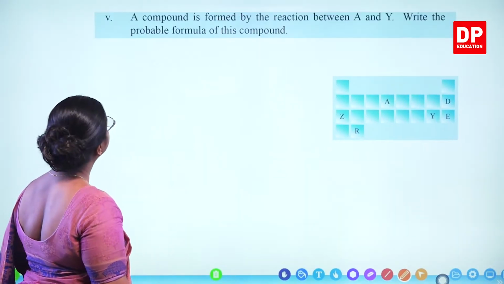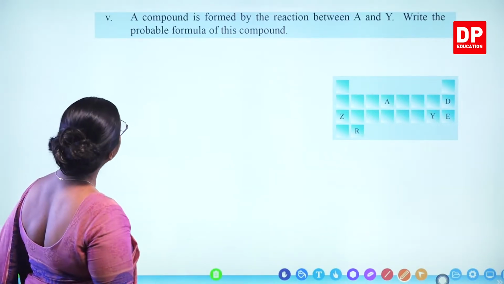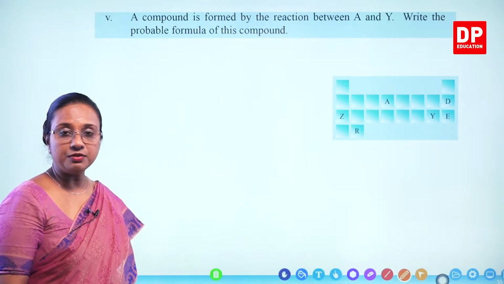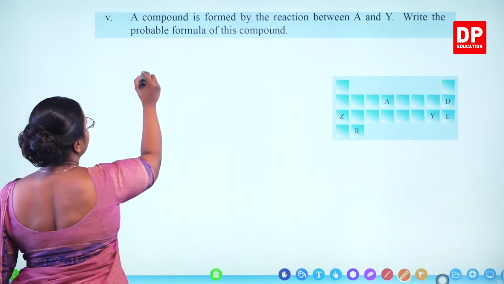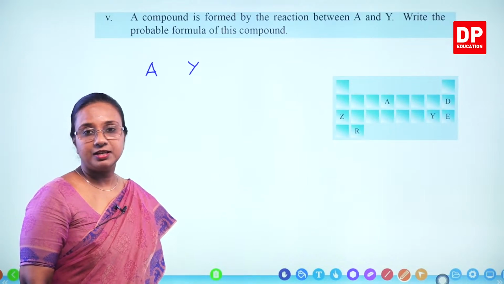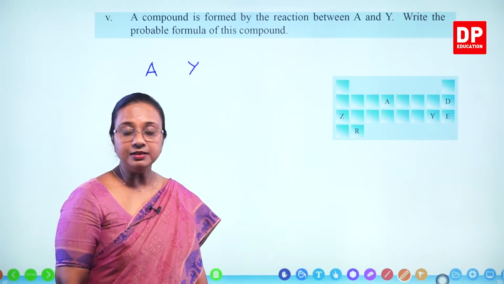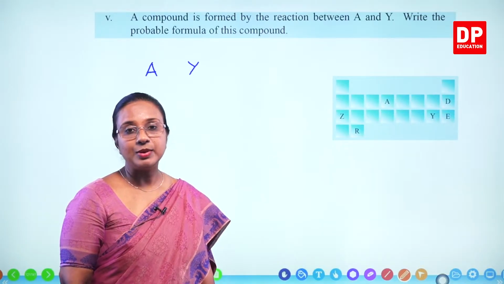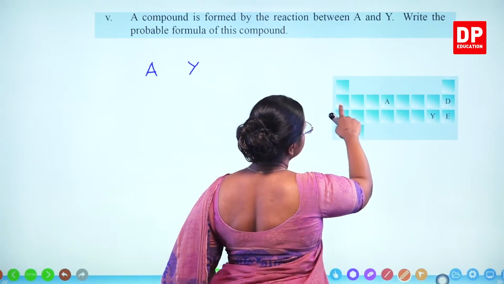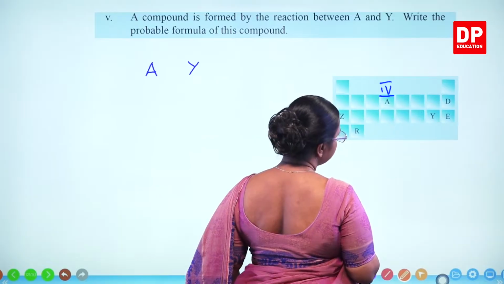The next part, a compound is formed by the reaction between A and Y. Write the probable formula of this compound. So to do that, we need to know the valencies of atoms A and Y. So I'll write the symbols as A and Y. Since they have given it in this order, I have written it in the same order, A and Y. And then we will try to identify the atoms and their valencies. A is this, it was identified as carbon, and also you can see group 1, 2, 3, 4. Since it is in group 4, the valency is 4.